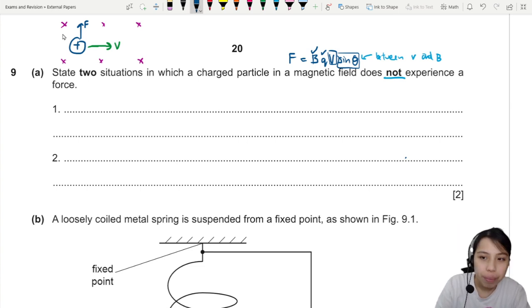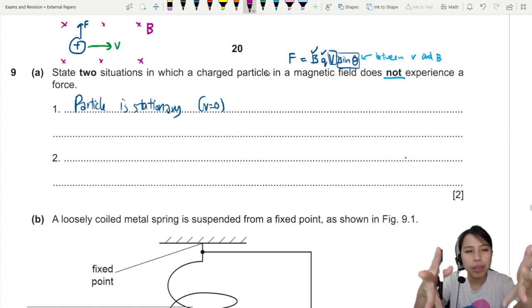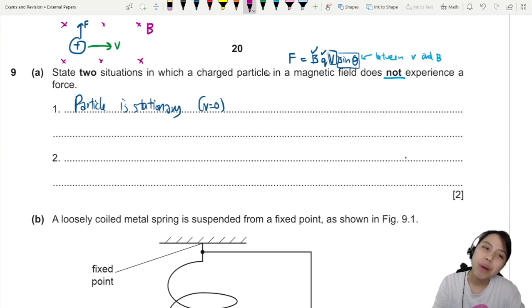So the first one, particle is stationary. Is stationary or not moving, then it will not experience a force. The second one is the direction, or rather the direction of velocity with respect to the B. So in this case, B is into the screen. There will be a force.